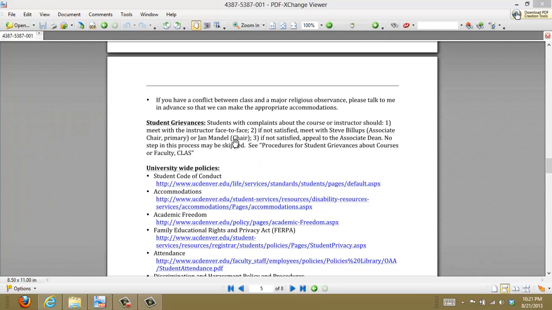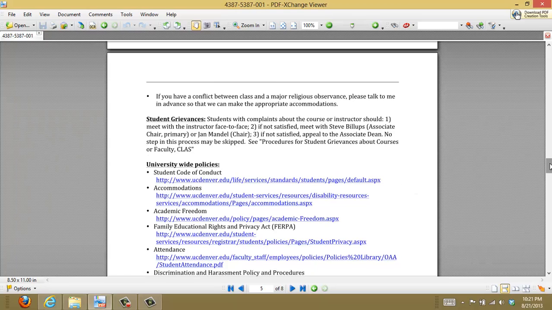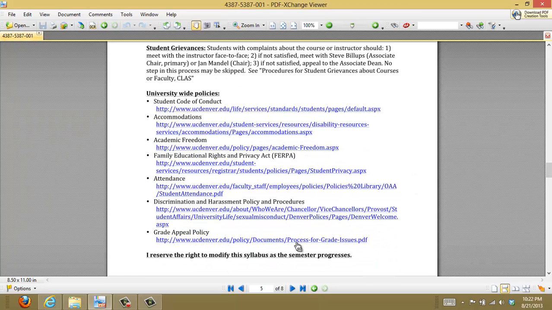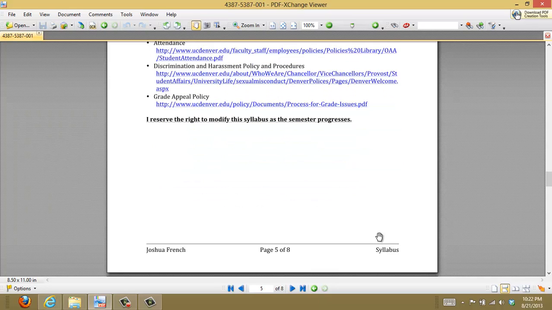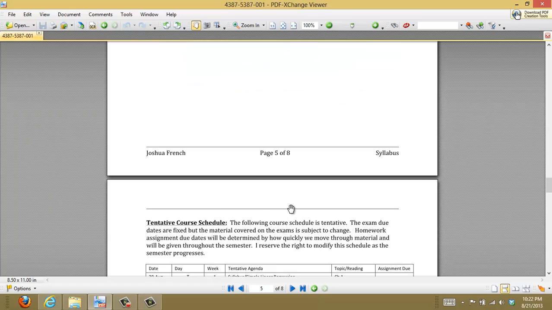Some university-wide policies that might be helpful to be aware of are provided at the links right here. Their student code of conduct, various accommodations, academic freedom, FERPA, attendance, discrimination, grade appeals, etc. So lots of information if you care to look it over. This syllabus should be pretty close to finalized, but it's possible that I might have to add a sentence or two, might have to change some things, might have to change the schedule, whatever. I reserve the right to do that. I don't like to do that. I don't take that lightly, but at some point I may need to modify the syllabus depending on the circumstances.